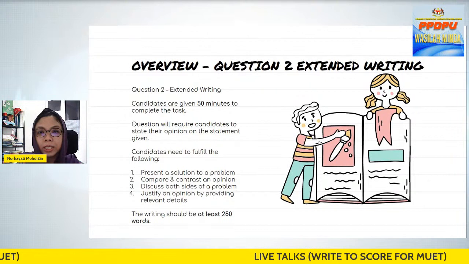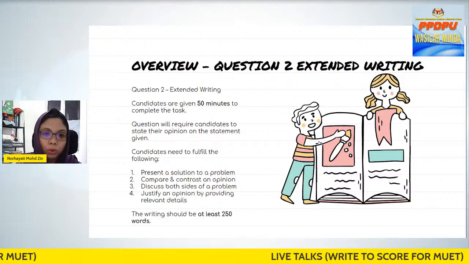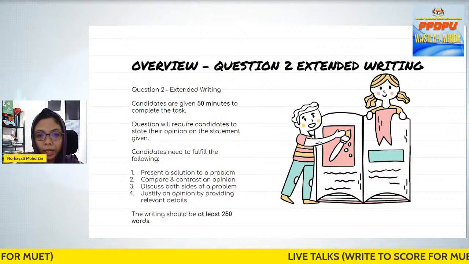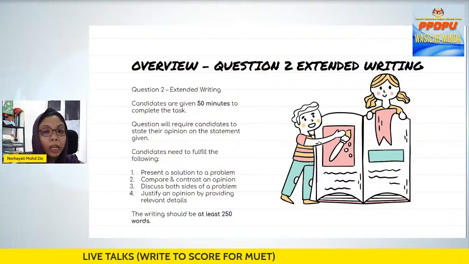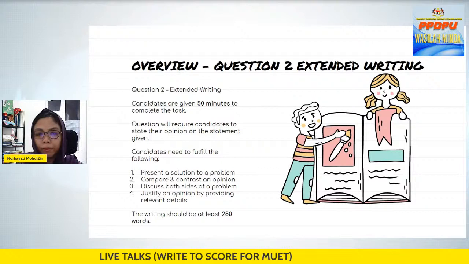Now let's look at what candidates need to fulfill when answering question two. Number one, you need to present a solution to a problem. Most of the time, the statement is a problem, so you will need to state your stand. Compare and contrast the opinions given. If you partially agree, you are on the fence, and you are allowed to do so. You will need to discuss both sides. Okay, you have to justify your opinion.